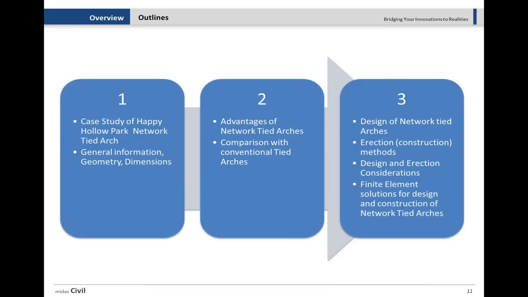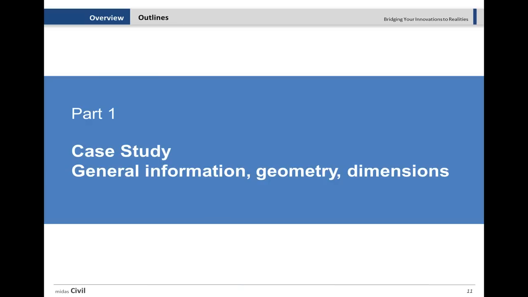As you can see from the title, it's an in-depth case study and discussion of network-tied arch bridges. So I divided the session into 3 parts. In part 1, we're going to have a case study of the Happy Hollow Park network-tied arch bridge, which was a pedestrian bridge, providing general information, geometry, dimensions, and all. In the second part, we're sharing the advantages of network-tied arch bridges compared to the conventional tied arches. And in the last part, we're going to show you the design of the network-tied arch bridges, step-by-step design, and erection or construction methods, and the considerations of these two which an engineer should take care of during the design, and finally showing the finite element solution for design and construction of network-tied arches.